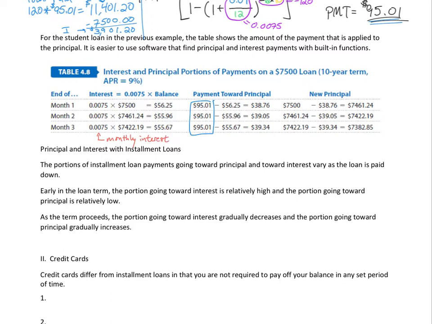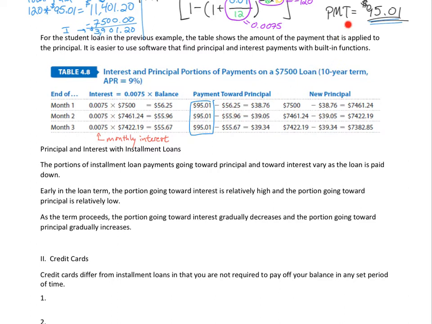So you can see the first few payments that are being made. We already know the payment is going to be $95.01. How do you figure out how much interest will be paid? Well, you take the monthly interest rate times the principal, and this amount is how much is being paid for interest. So when you look at this, you make your $95 payment, $56.25 of that goes to interest the first month.